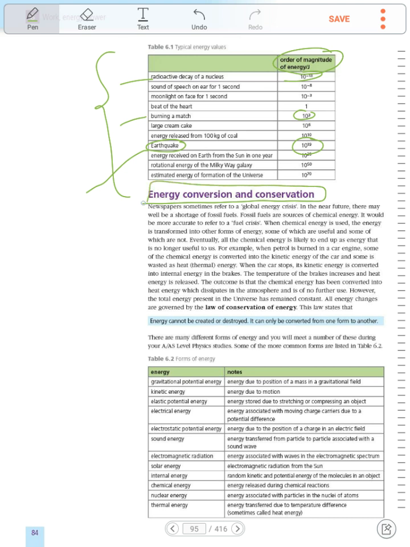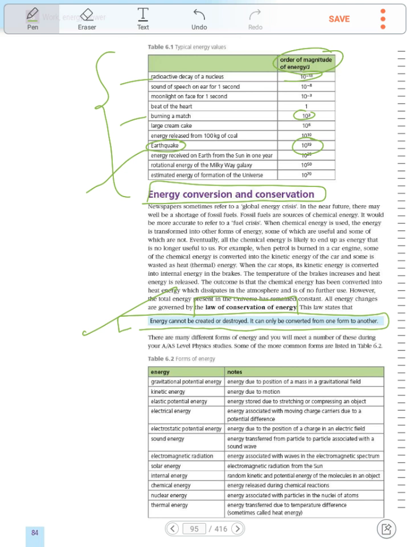And sure, this depends on the magnitude of the earthquake, or how strong the earthquake is. Energy conversion and conservation. As we know, energy can change from one type to another, and energy cannot be created or destroyed. It can only be converted from one form to another. This is the law of conservation of energy.